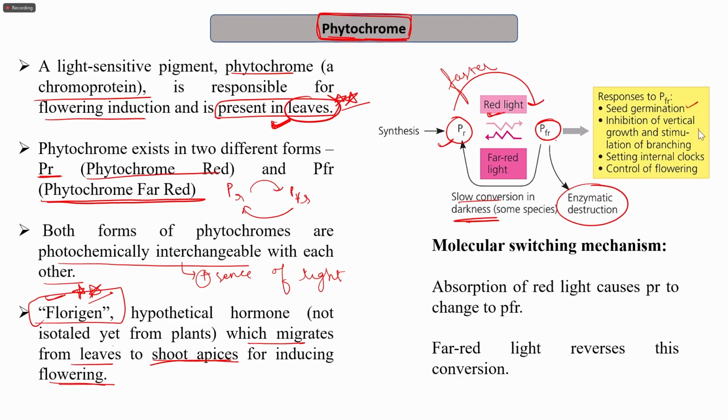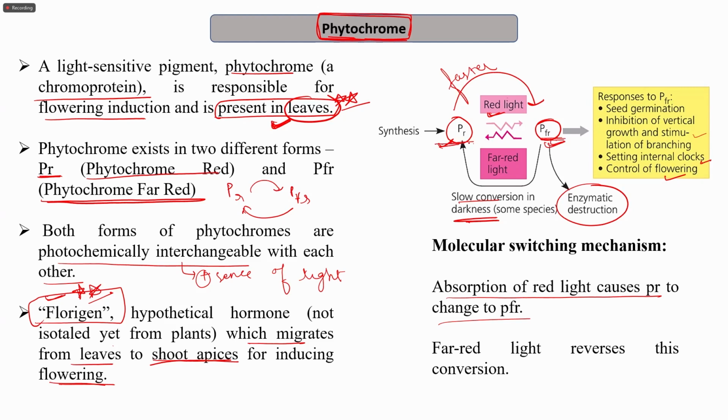It also causes inhibition of vertical growth and stimulation of branching, setting internal clocks, and control of flowering. That is, the long day periods or the short day periods are being influenced by this phytochrome far red. So this is the molecular switching mechanism. The absorption of red light causes PR to change to PFR, and the absorption of far red light causes its conversion back to phytochrome red.